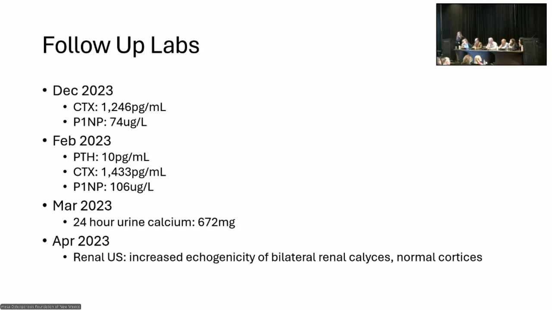So in February of 23, just a couple of months later, his PTH was still low, his CTX had gone up, and his P1NP had also increased. So again, maybe he's mobilizing bone, but why is that PTH not increasing? In March of 2023, early March, we got a repeat 24-hour urine calcium that was still very high at 672 milligrams. And we elected at that time to go ahead and get a renal ultrasound to look for any nephrocalcinosis.